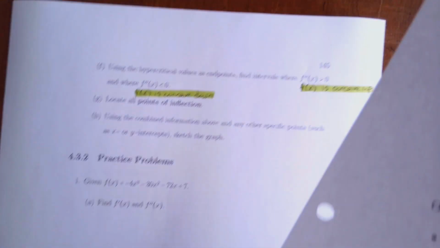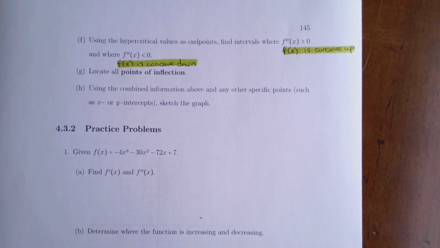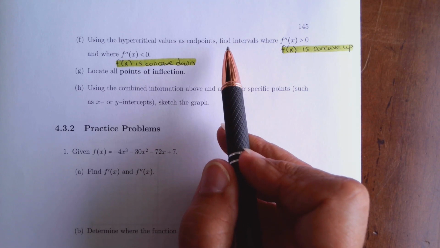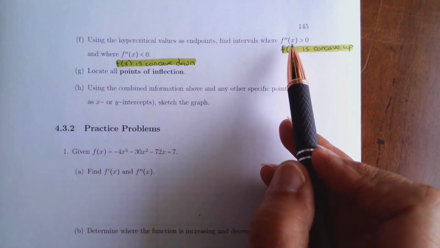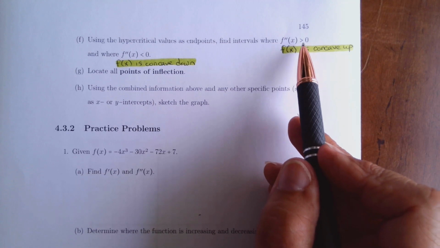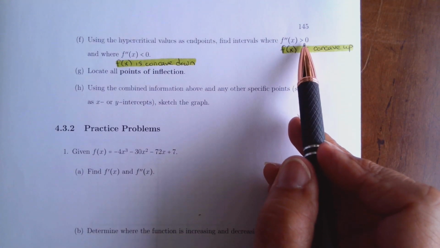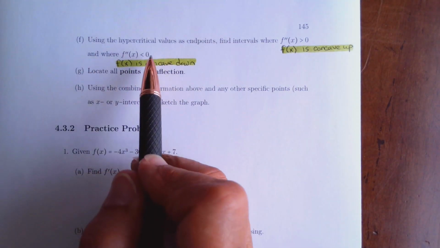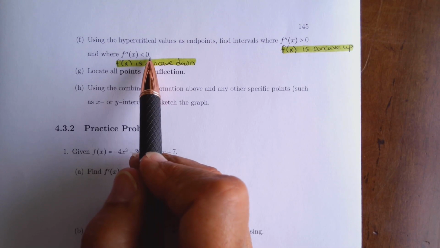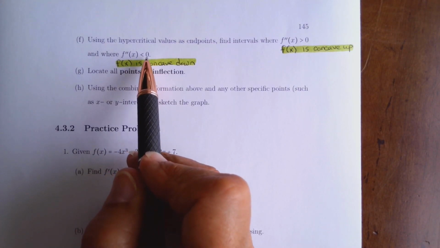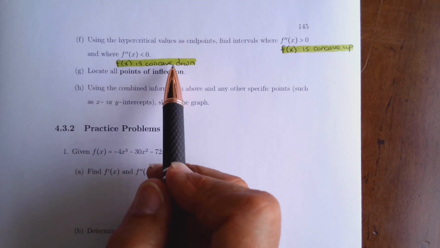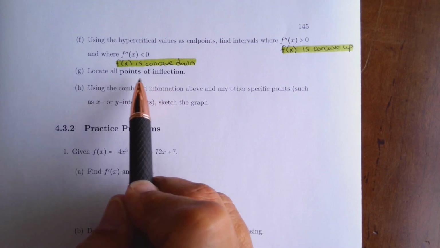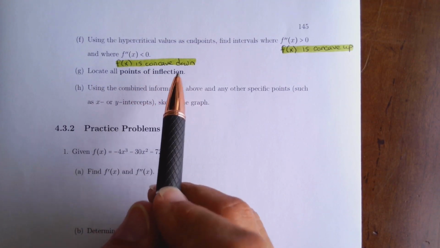Then on the next page, we'll continue with part F, which says, using the hypocritical values as endpoints, find the intervals. So again, we're going to do our number line and find our plus and minuses. Wherever the second derivative is greater than 0, that's where the second derivative is positive. That means that's where your function, the original function, is concave up. And where the second derivative is less than 0, that means where the second derivative is negative, that's where your function is concave down. And then wherever there's a change in concavity, those are your points of inflection.